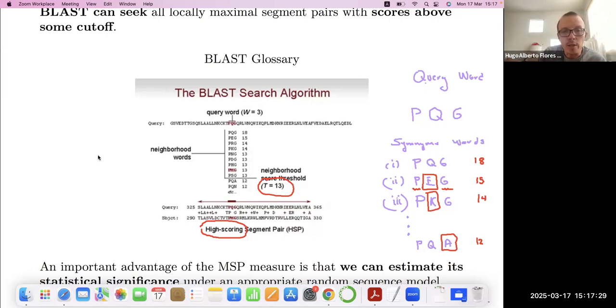This is the way that Blast starts filtering these sequences instead of comparing the full sequence and seeing how similar it is. So by comparing these subwords, Blast can improve the time of going and looking in a database and taking some similar sequences.